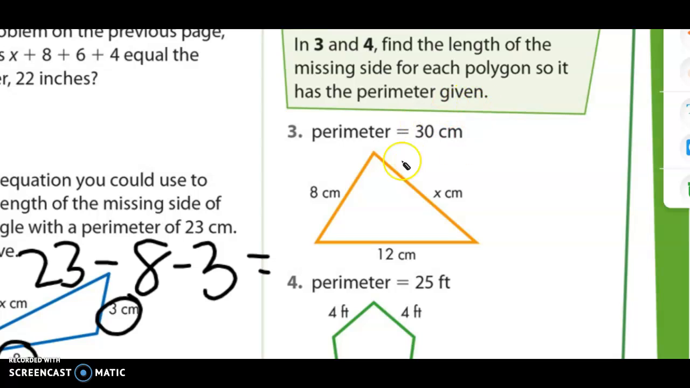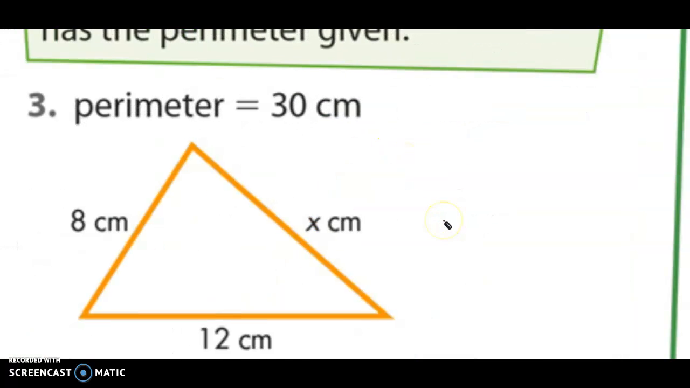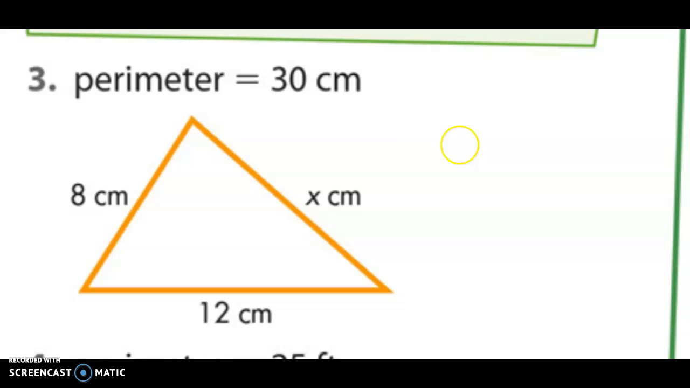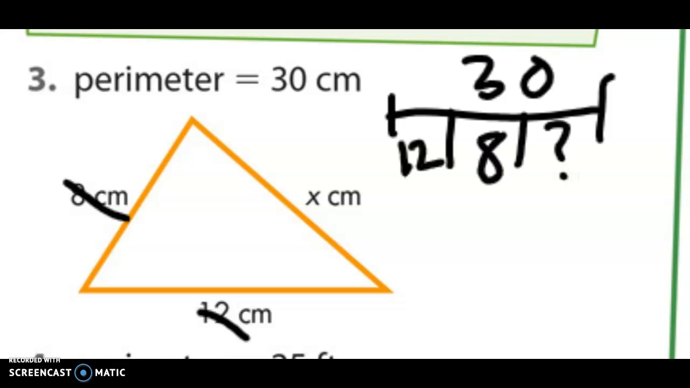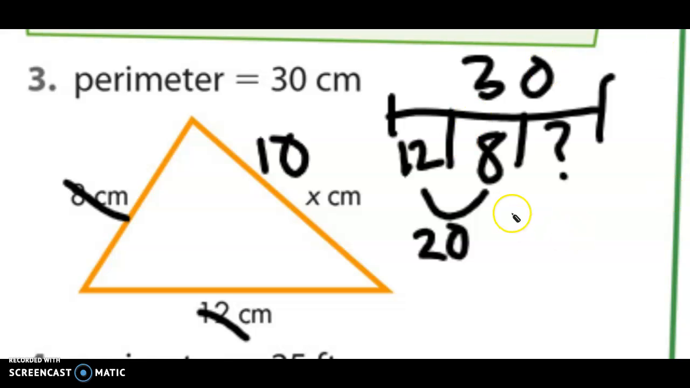All right, here we're just finding the length of the missing side. I know this perimeter, the total distance around is 30, so I know my total needs to be 30 inches. I already know 12 and 8 of that 30, so I don't know this part. Remember, 12 and 8 makes 20, so I really know 20 of my 30. That means this side has to be 10.